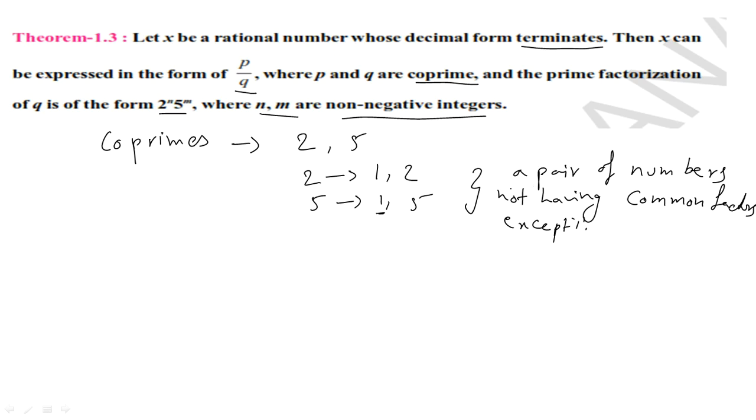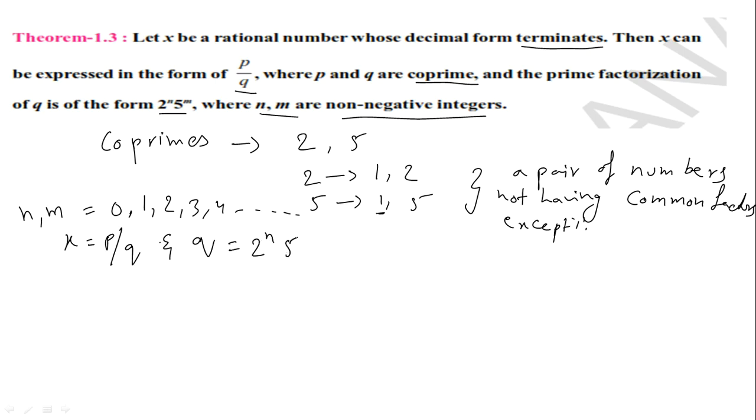Now let us talk about non-negative integers. n, m are non-negative integers. Integers are minus 1, minus 2, minus 3, 0, 1, 2, 3. So non-negative means it starts from 0, 1, 2, 3, 4 and so on, isn't it? Yes. Now here according to the theorem, x is equal to p by q and q is equal to 2 power n into 5 power m.